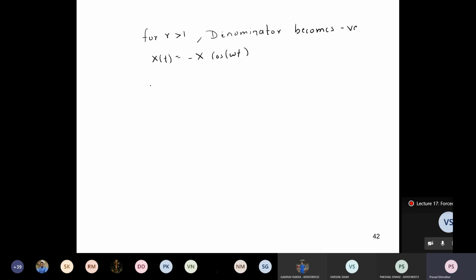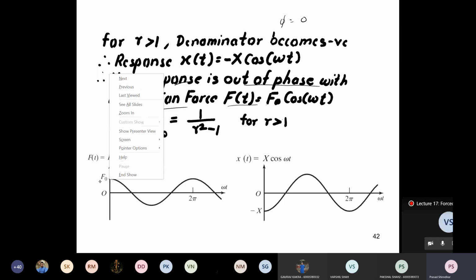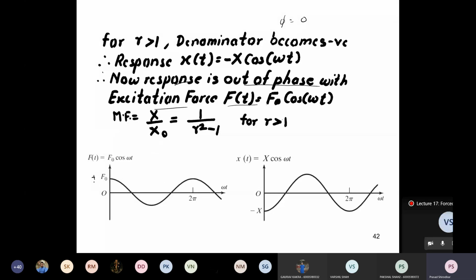So now the response is out of phase with the excitation force. Again we consider the case where the phase lag is 0. When the excitation amplitude is plus F, the displacement will be minus x. So in this case, the response is out of phase with the excitation force. I hope you have understood the difference.